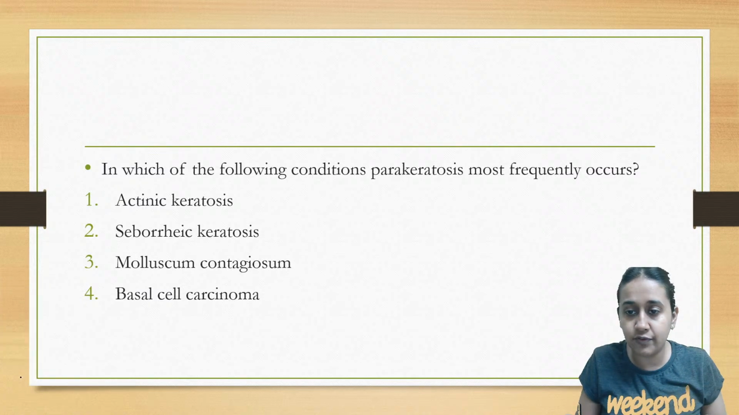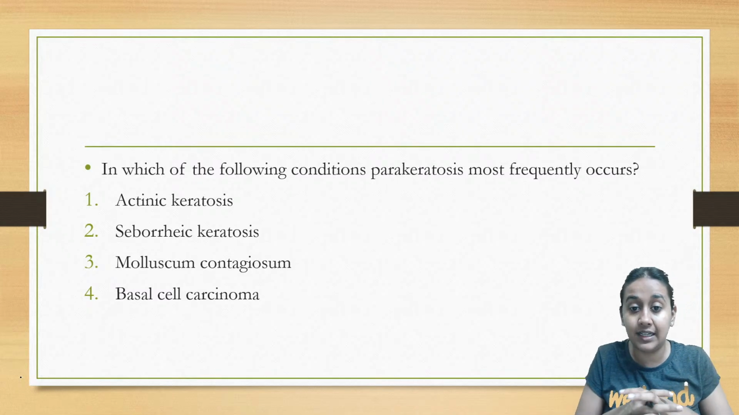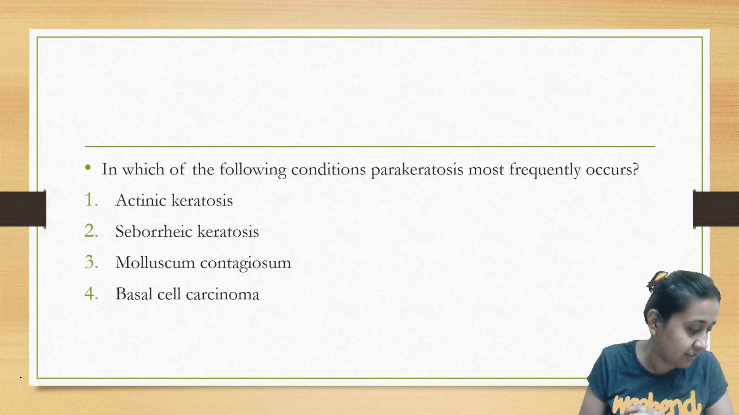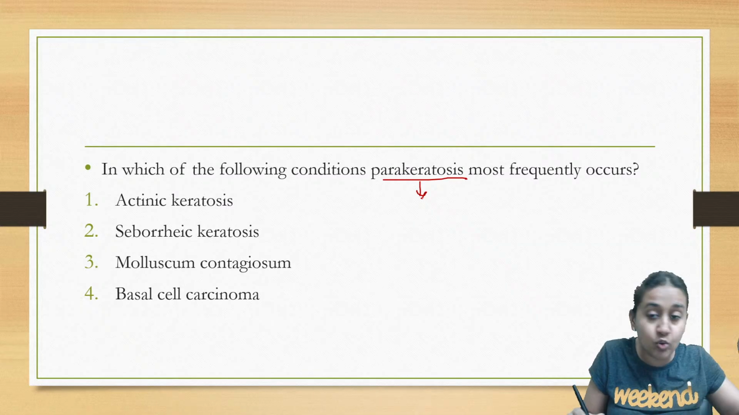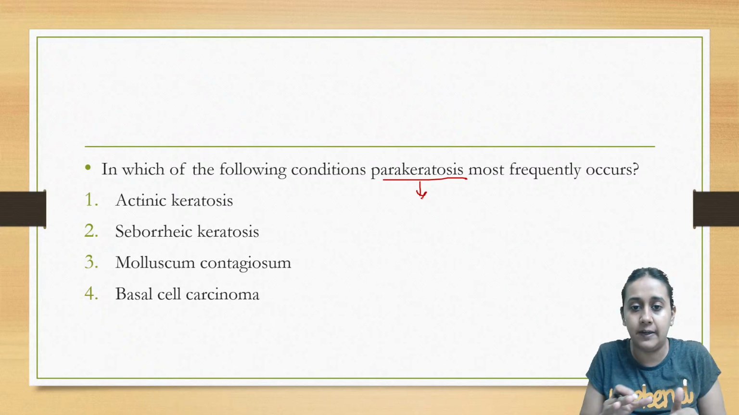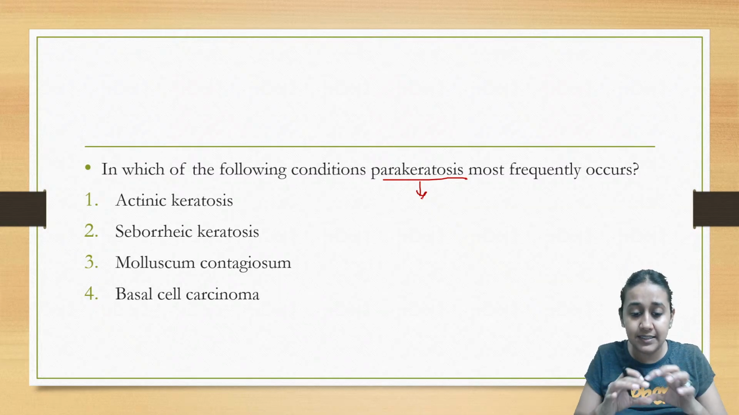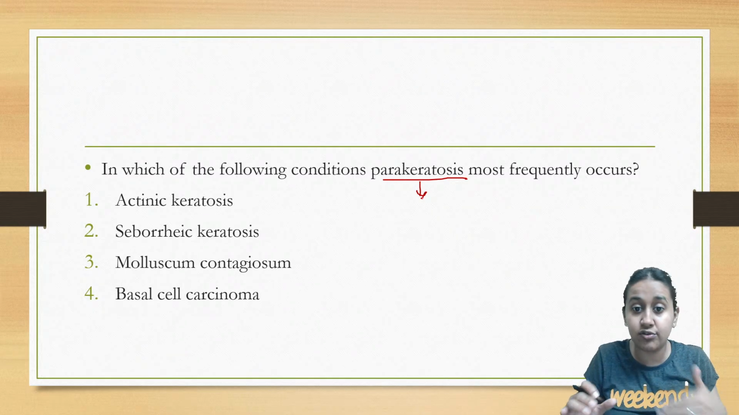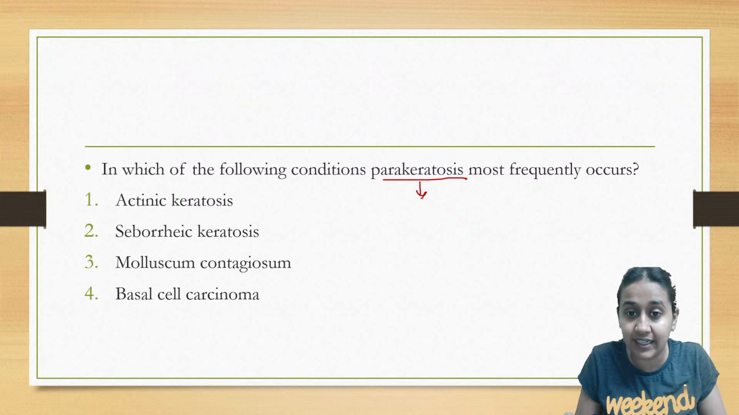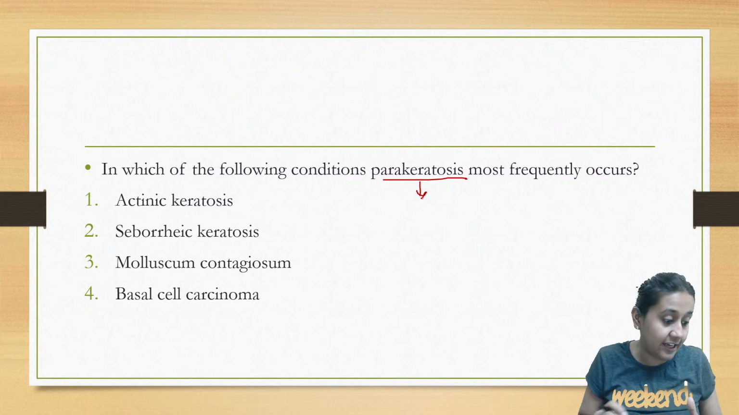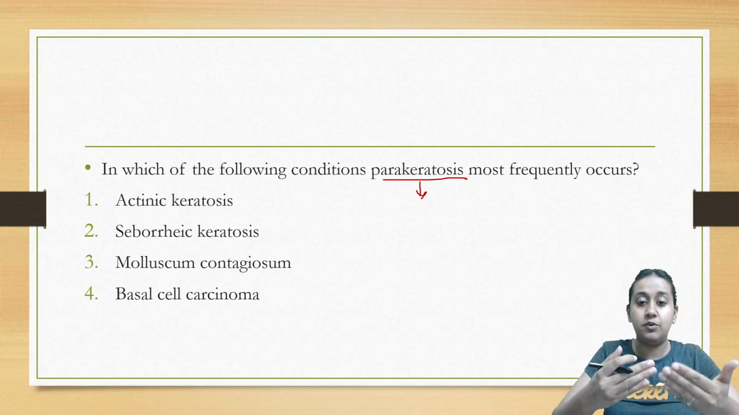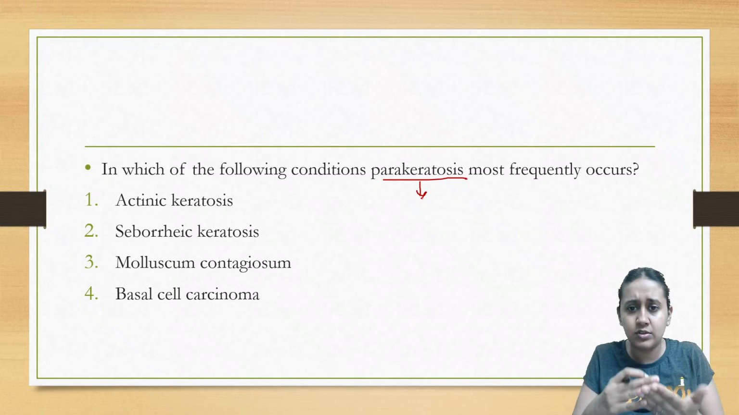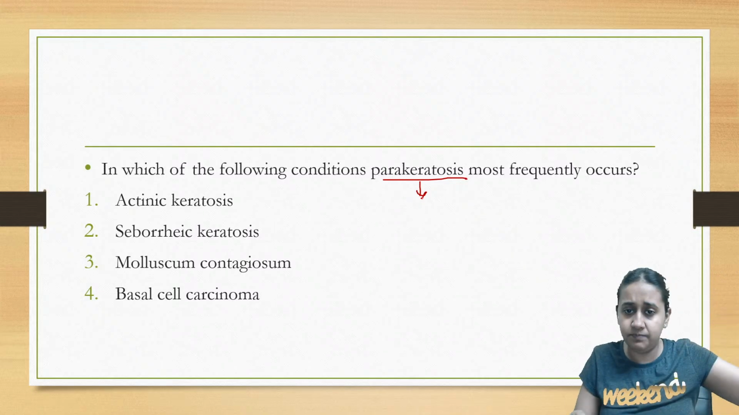So the first doubt which I got from a student was: in which of the following conditions is parakeratosis most frequently seen? This is a PYQ. We already got this question in the past. Please remember, all of you, parakeratosis means there is presence of nucleus in the cells of stratum corneum. Normally, the only layer whose keratinocytes have the capacity to divide is the stratum basale. So the cells of stratum basale have the capacity to divide.